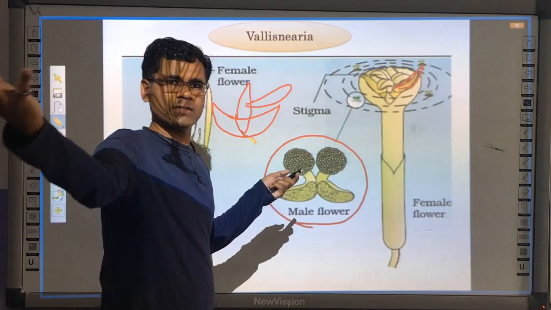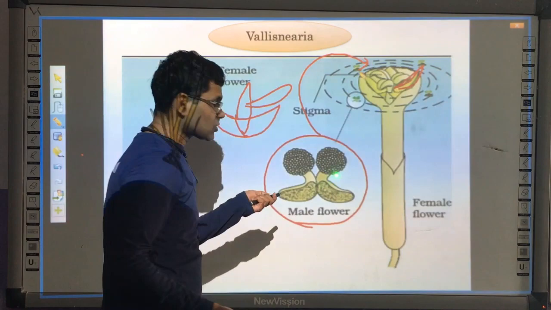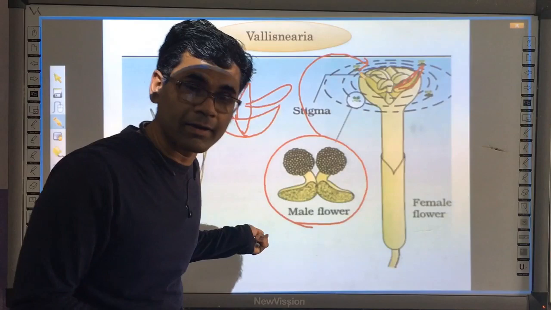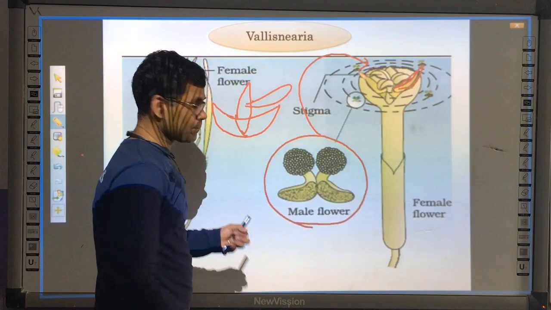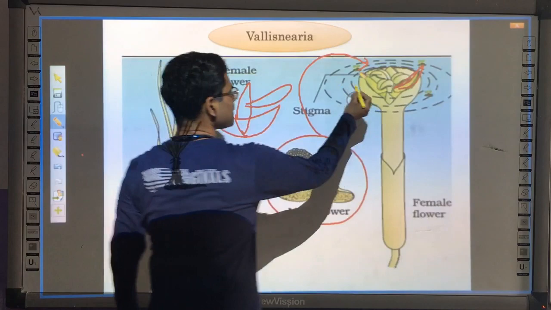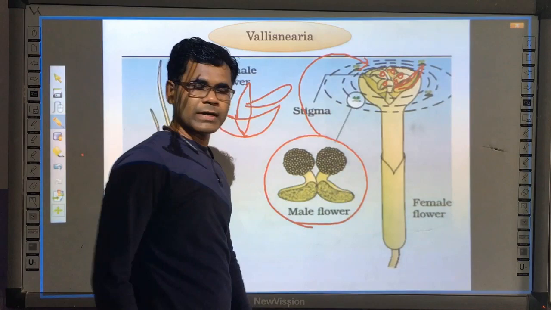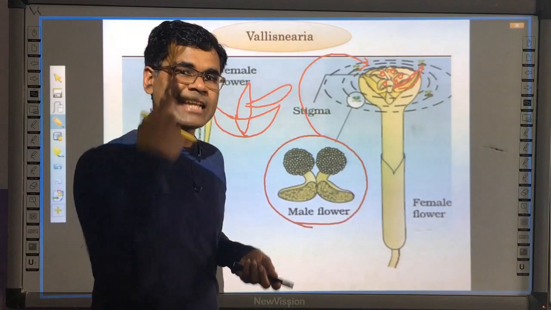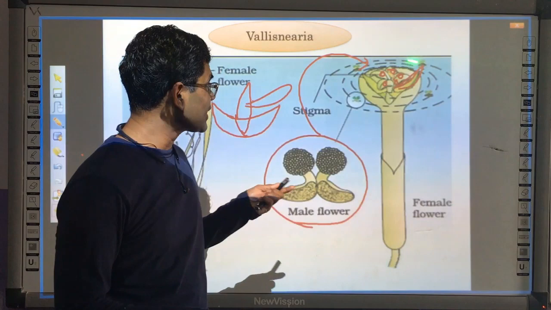As the male flower reaches the female flower, and remember, this is not an anther, it is a male flower, as it reaches near the stigma, the male flower bursts. And as the male flower bursts, multiple pollen grains stick here. Once the pollen grains stick there and pollination takes place, which leads ultimately to fertilization, then a very important mechanism happens.